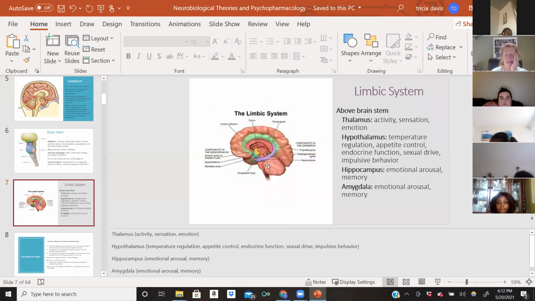The limbic system is just above the brain stem. It is home to the thalamus, the hypothalamus, the hippocampus, and the amygdala. The thalamus is activity, sensation, and emotion. The hypothalamus is responsible for our temperature regulation, appetite control, our endocrine function, sexual drive, and impulsive behavior. Our hippocampus is our emotional arousal and our memory. And then our amygdala is the emotional arousal and memory.